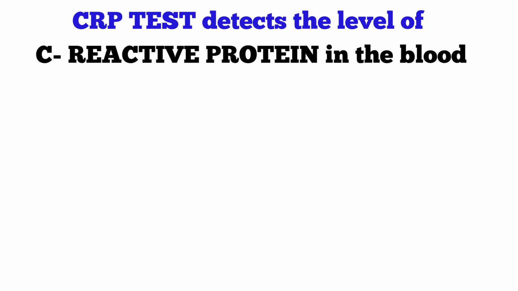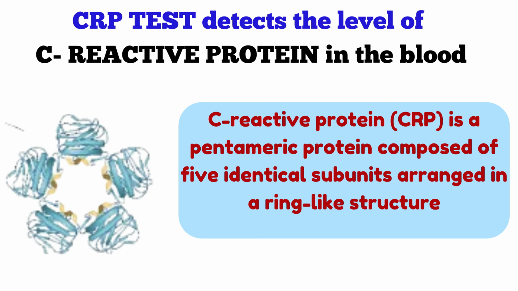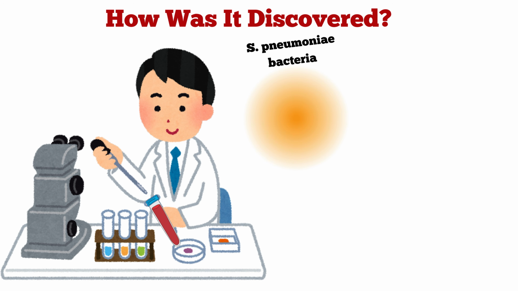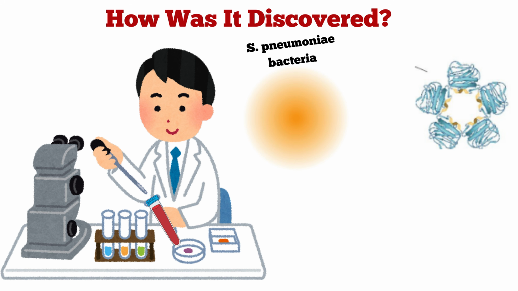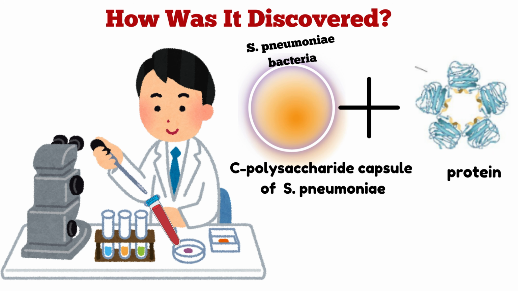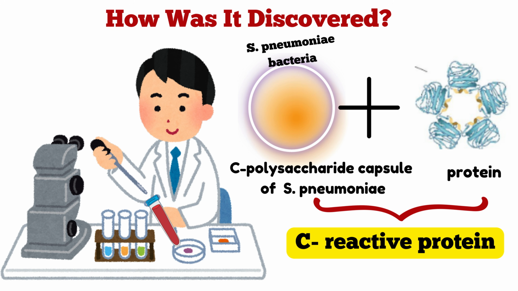So do you know what the CRP test actually measures? Yes, it measures the level of C-reactive protein, which is actually a pentameric protein composed of 5 identical subunits arranged in a ring-like structure. And do you know how this protein got its name? Well, when scientists were working with the blood plasma of a patient with pneumonia caused by Streptococcus pneumoniae, they found a unique protein. And this protein reacted with a specific part called the C polysaccharide present on the bacterial capsule. And because of this reaction, they named it C-reactive protein.